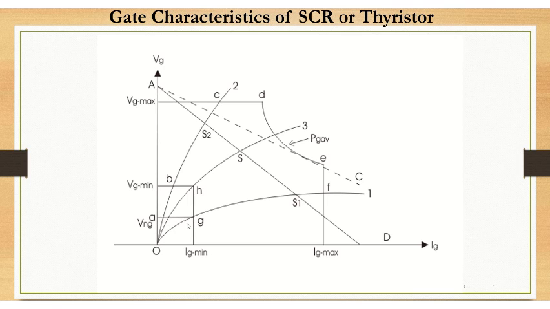Within this range, any unwanted signal or noise signal voltages can fall, which will not trigger the SCR.